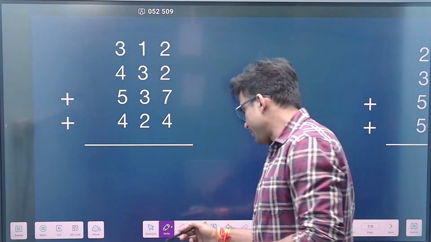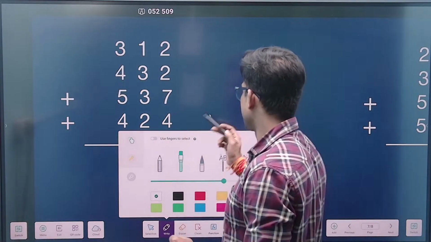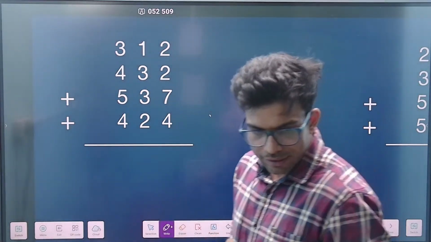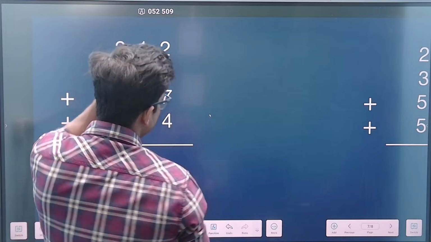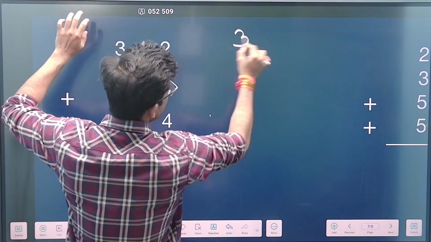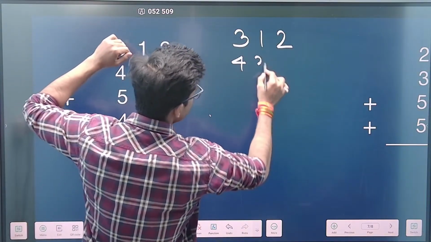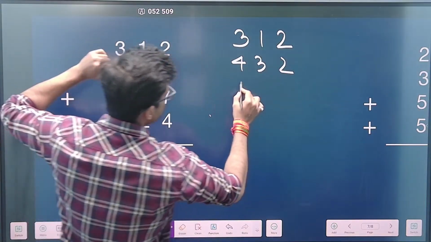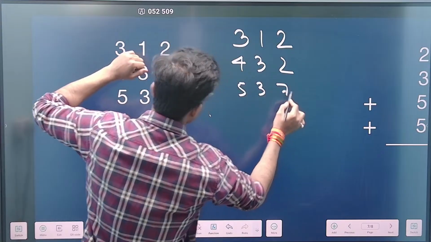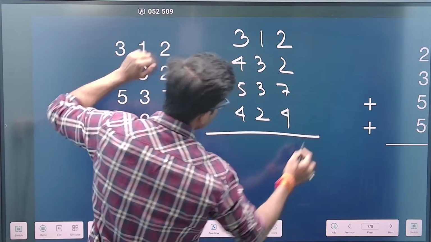Now I hope you are solving by your own. If not, let me come to the question now. I'll write down the question separately so that it is clearly visible to you. The questions are 312, 432, 537, and the last one is 424. I think this is a bigger problem, no?